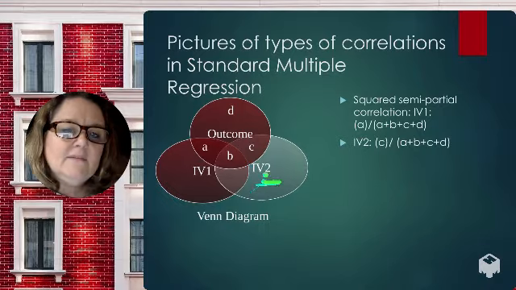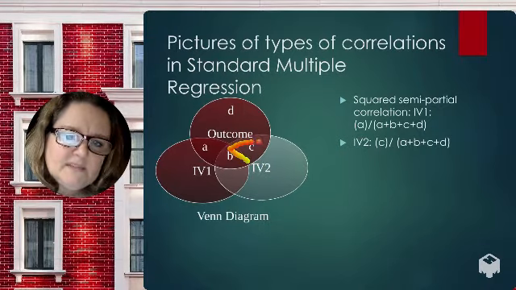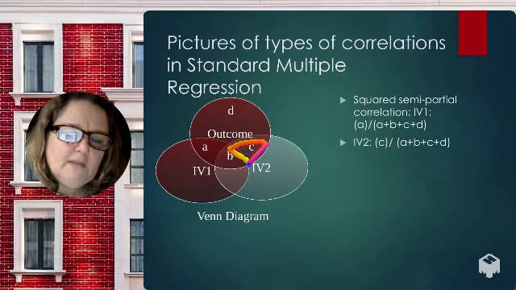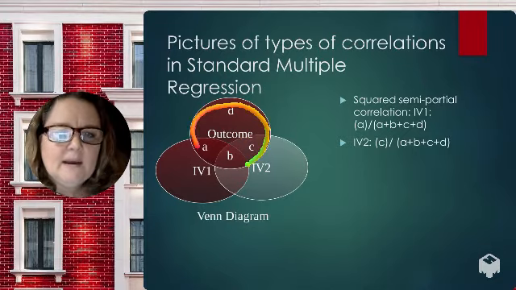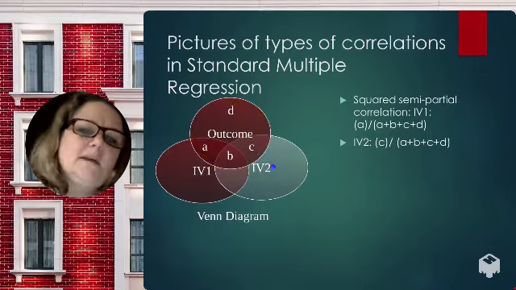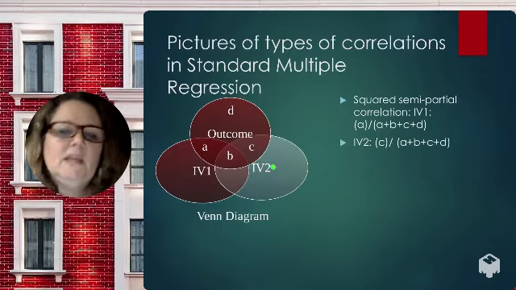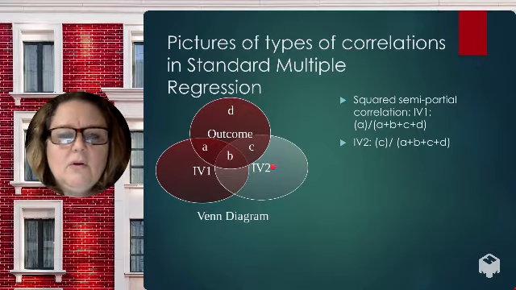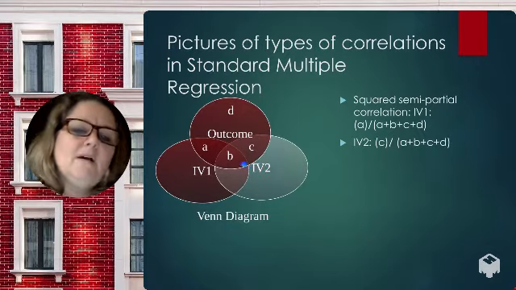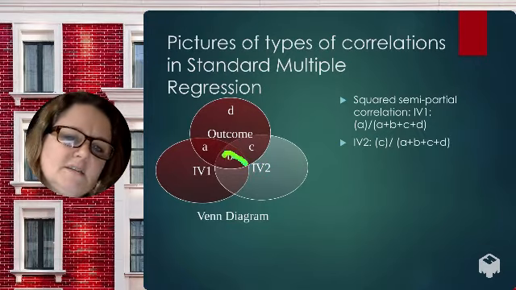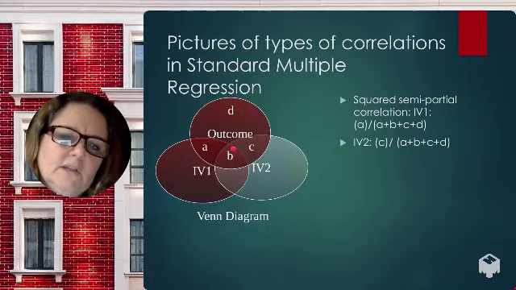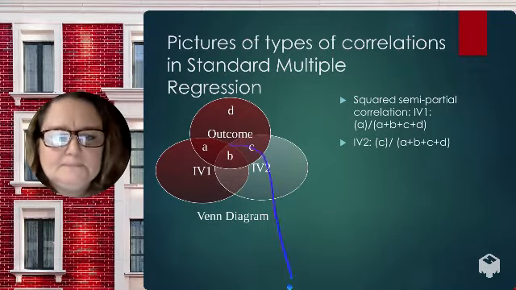And then the same thing for IV2. It's just this little part of C right here, right? The unique variance predicted compared to 100% of the outcome. And that's why it's considered the best, because we get to keep all of the outcome in the denominator. But we just know, okay, we have lost the shared variance, right? And so we're only looking at unique variance now.